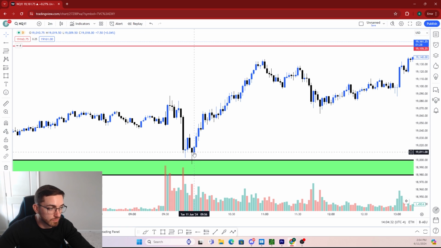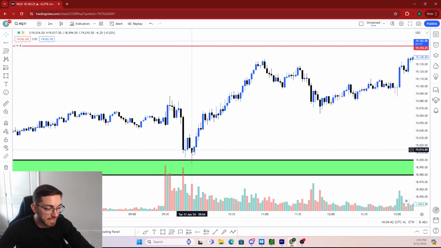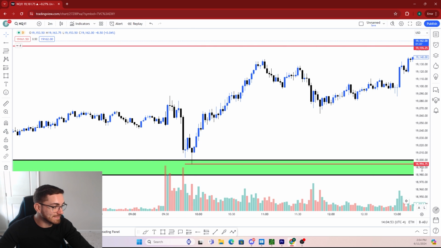So because this was my entry, and I want you guys to make note of this, the candle that gives you the entry, your stop loss is always going to be right on the opposite side. So because this was the candle that gave me the entry, my stop loss was right below this low right here. If price broke below that 18,994, that's where I would have stopped out.